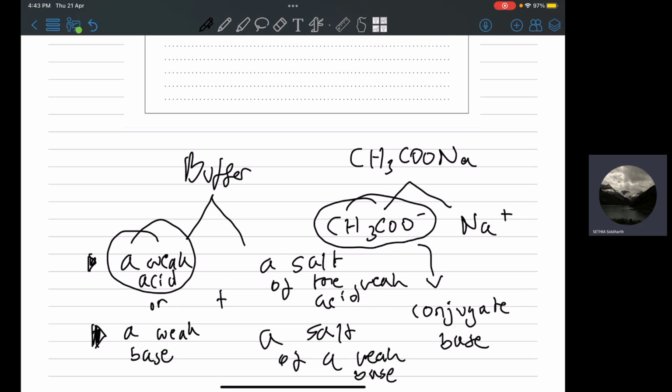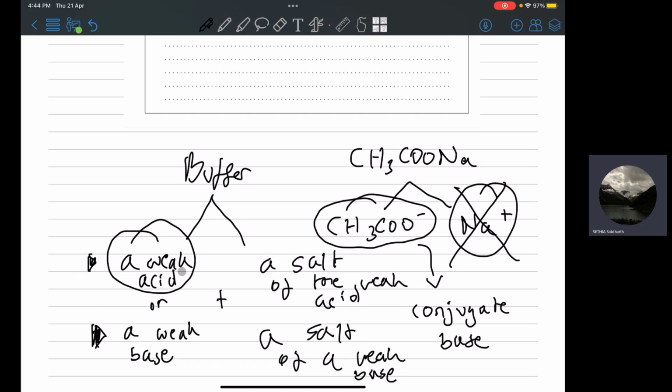Now, the reason we need the salt for the buffer is not because we want Na plus. We don't really want Na plus. What we really want is the conjugate base and the weak acid. This is what makes up a buffer. Because remember I told you the definition. What does a buffer do? A buffer resists changes in pH when small amounts of acids or alkalis are added.